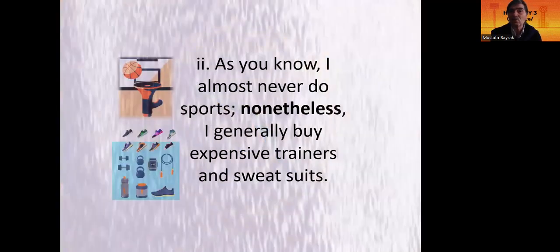As you know, I almost never do sports. Nevertheless, I generally buy expensive trainers and sweatsuits. But what is the use of buying them? Okay, this is an opposing situation, action, event. Let me read it once more. As you know, I almost never do sports. Nevertheless, I generally buy expensive trainers and sweatsuits.